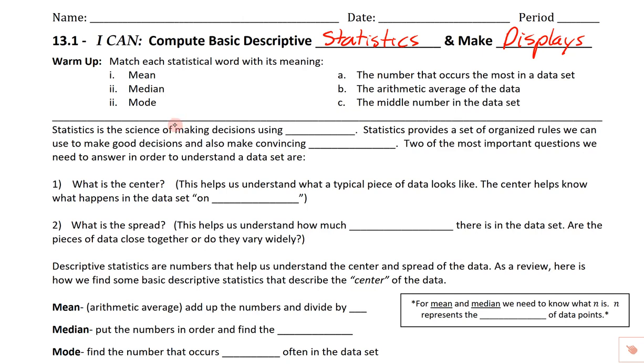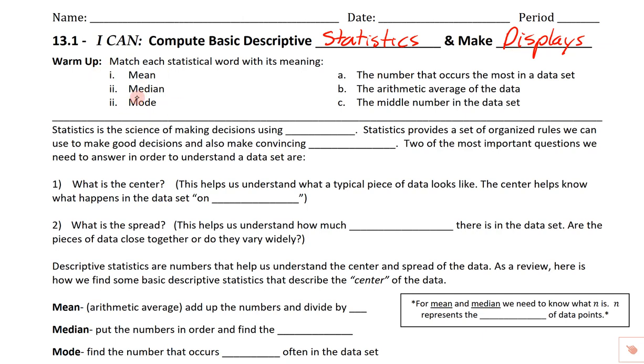The last couple of units in this course are going to deal with data and statistics. So in 13.1, the I can statement, our objective for this unit, is to be able to compute basic descriptive statistics. So here's how we spell the word statistics, and make data displays. So we're going to be making some displays once we've got these descriptive statistics figured out.